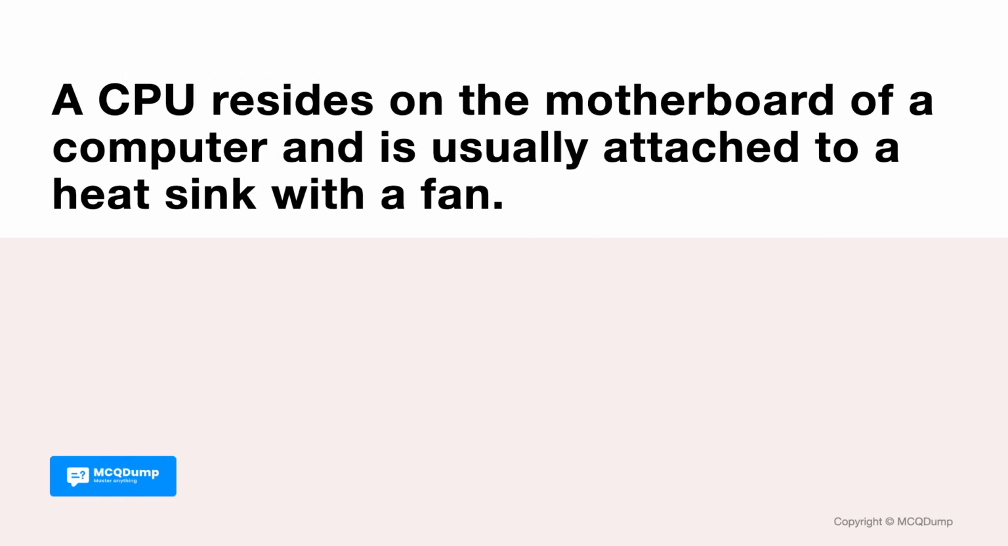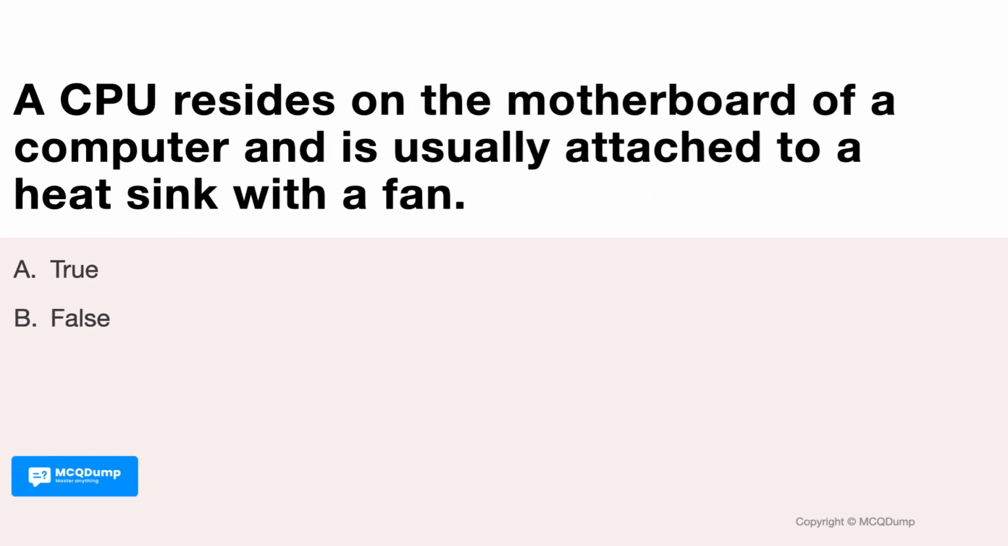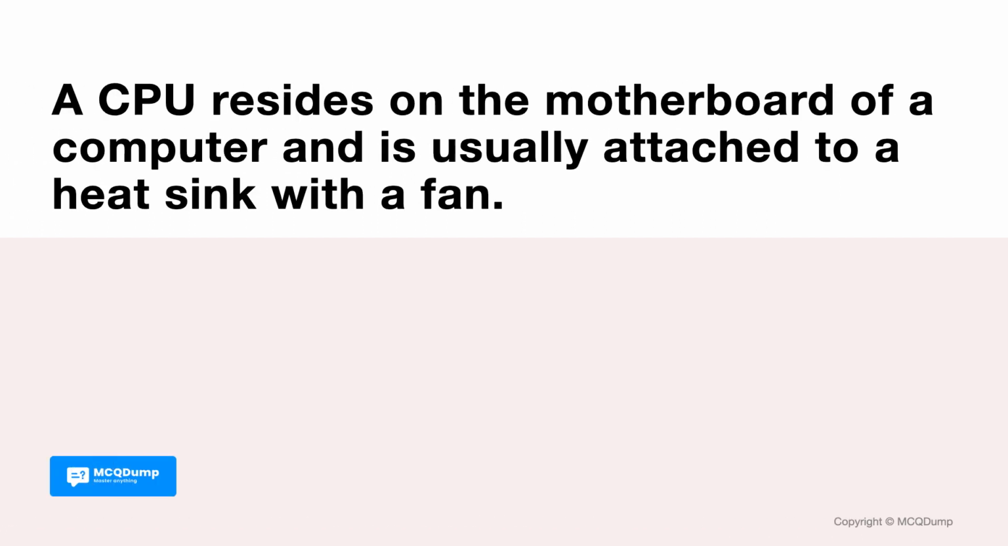A CPU resides on the motherboard of a computer and is usually attached to a heatsink with a fan. True or false? It is true. A CPU resides on the motherboard of a computer and is usually attached to a heatsink with a fan. This is because a CPU generates a lot of heat. Due to this thermal activity, the CPU is usually attached to a heatsink with a fan to keep it cool.